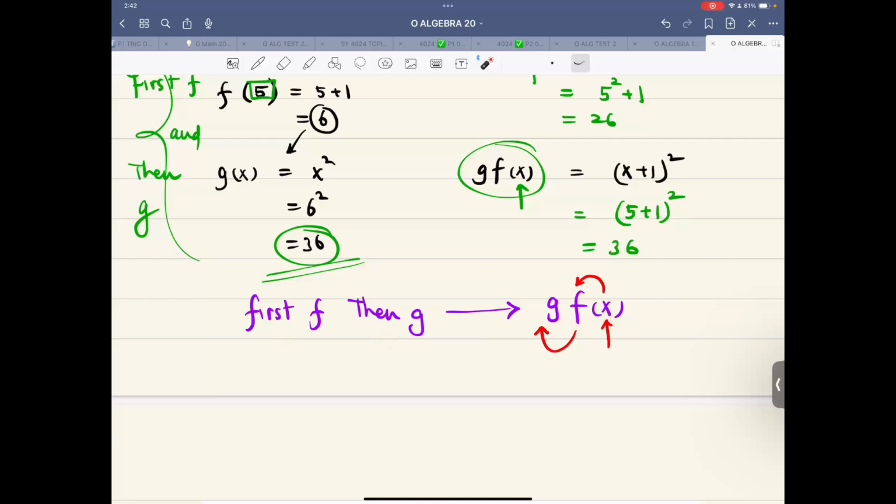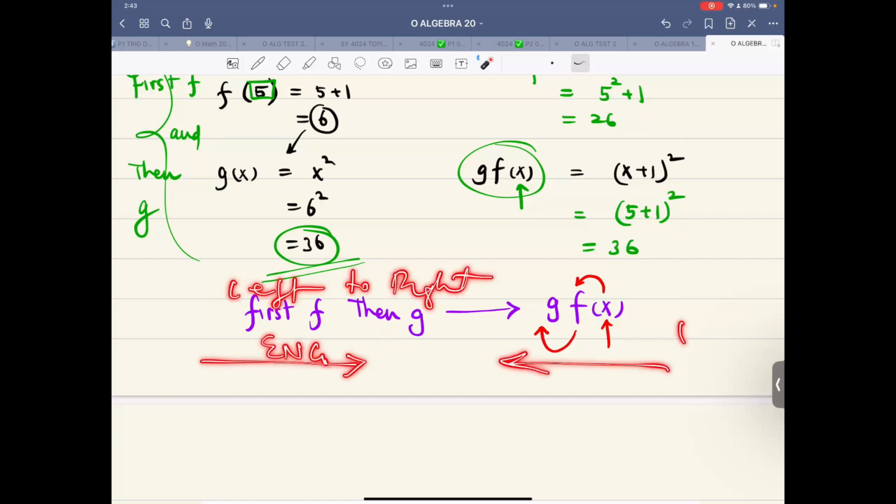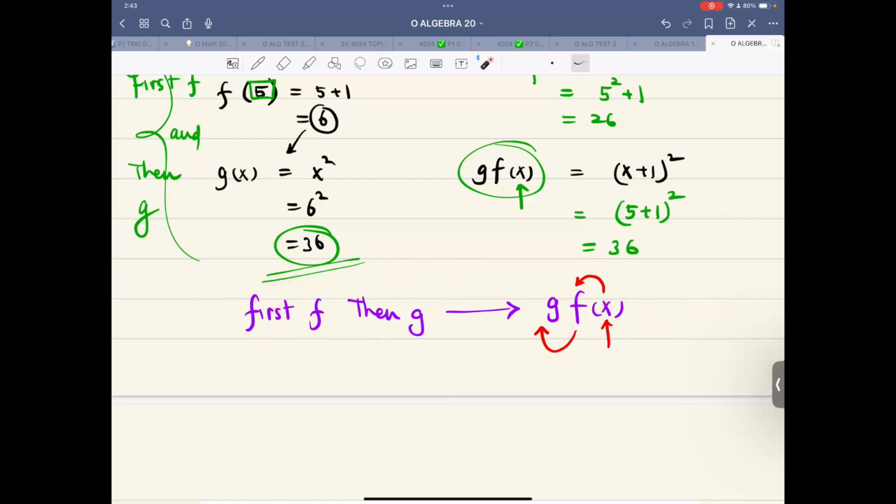So remember it like this. We write it in English from left to right, and we read it in Urdu or Arabic, that is right to left. This is right to left because x goes in first in place of f and the result goes in g. First f, then g, that is g of f(x). So sometimes they can ask this tricky kind of question also.